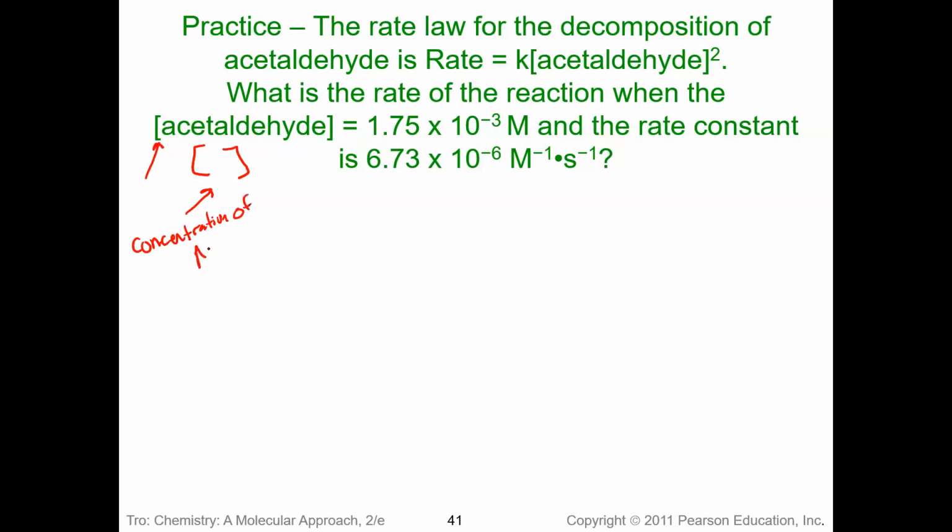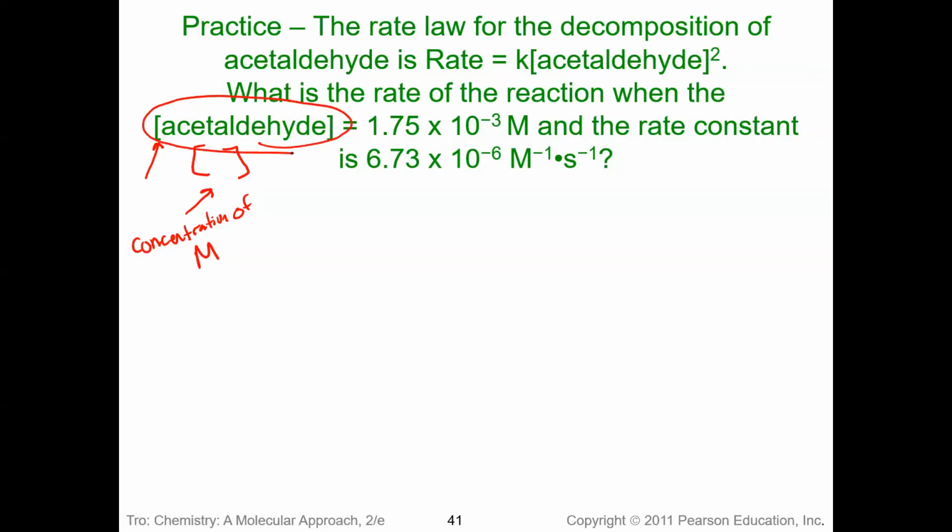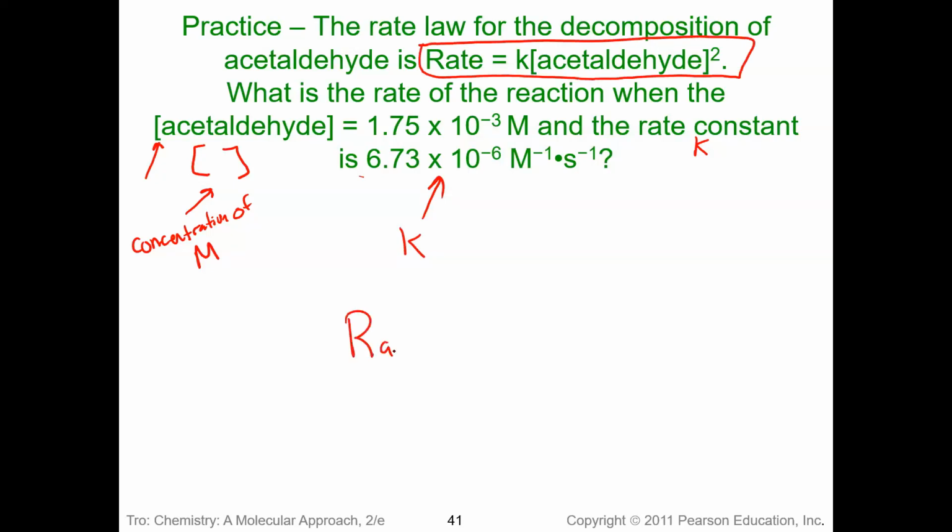of whatever's inside. And concentration is always in molarity, right? So this means concentration of acetaldehyde. And the rate constant is this. Remember, rate constant is K, right? So it's saying that is K. And here is our reaction. And so just think of it as rate equals K times, I'll just say ACE squared. And this question is asking, what is the rate of the reaction? So it's asking for this.